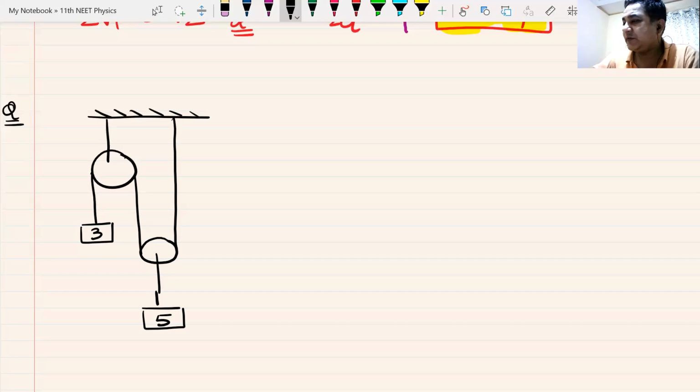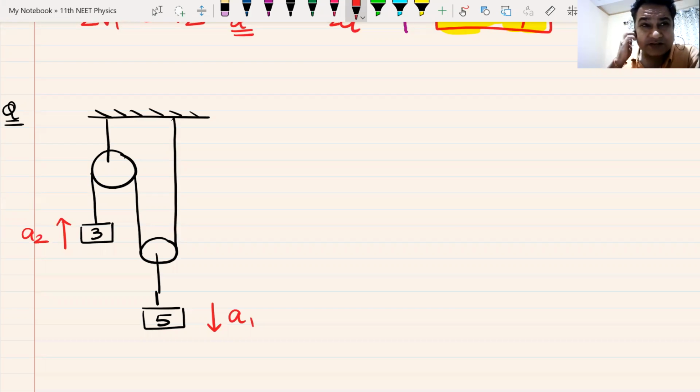How will the system move? Anyone? 5 kg block will move downwards. Okay, so that is the first thing that you find out. If this block moves downward, this will move upwards with an acceleration a2. The first thing that you have to find out is the relation between a1 and a2. Then you have to find the tension in the strings. Then you have to find the value of a1 and a2.